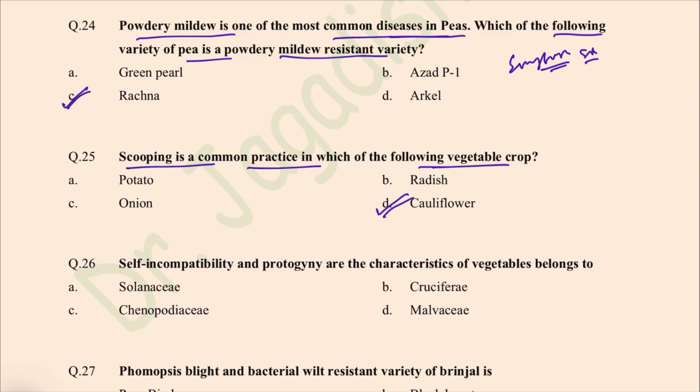That is called scooping. Next question: the practice of covering the cauliflower curd with inner leaves to protect it from sunlight and maintain its white color is called blanching. Another question: buttoning is a physiological disorder of cauliflower that is due to nitrogen deficiency or high temperature stress.